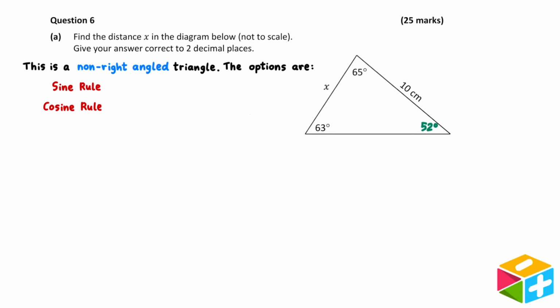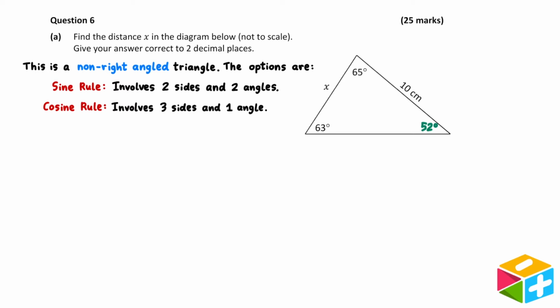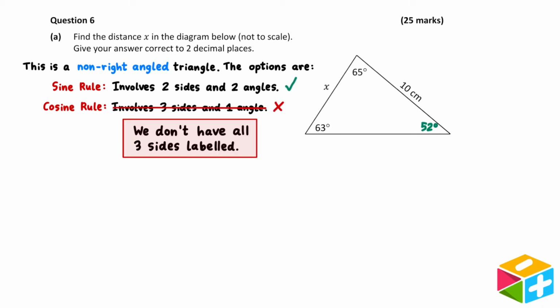To determine which of these to use, it's helpful to think about the number of sides and the number of angles that we are concerned with. The sine rule involves 2 sides and 2 angles. The cosine rule involves 3 sides and 1 angle. Notably, the cosine rule involves all 3 sides. In our triangle, we only have 2 sides labelled. This rules out the cosine rule, so here we'll want to use the sine rule.